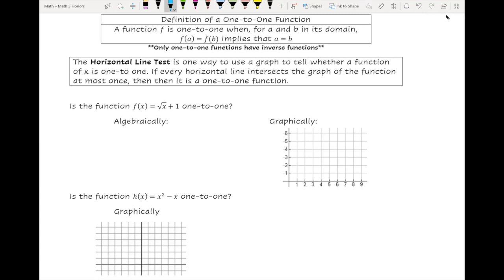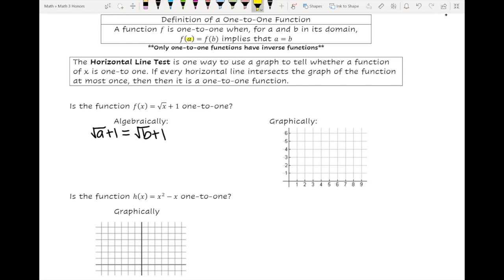We're going to do this f of x function right here. Is the f of x function one-to-one? We are trying to show that f of a equals f of b implies that a equals b. This means I'm going to start by subbing the a into my function. So instead of the square root of x plus 1, I have the square root of a plus 1. We're going to see what happens when I sub in a b. So now it's the square root of b plus 1.